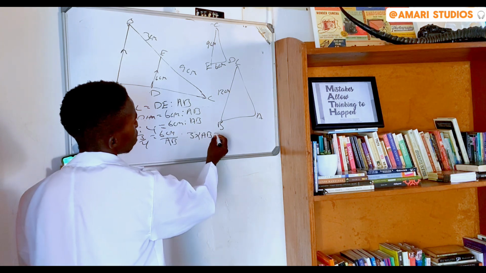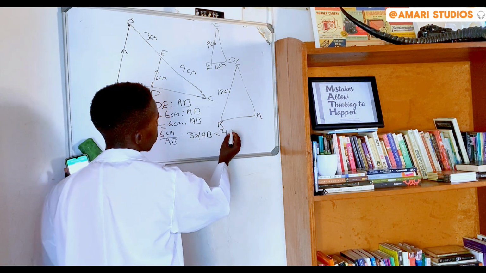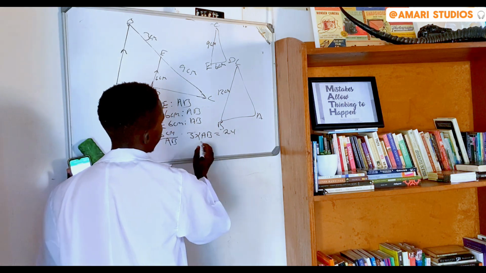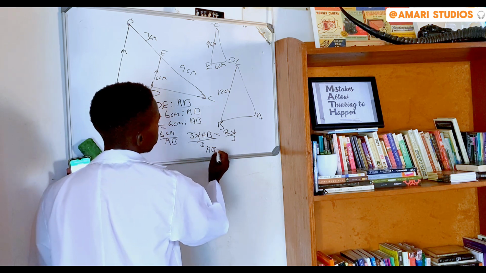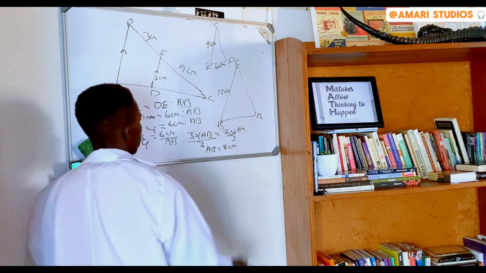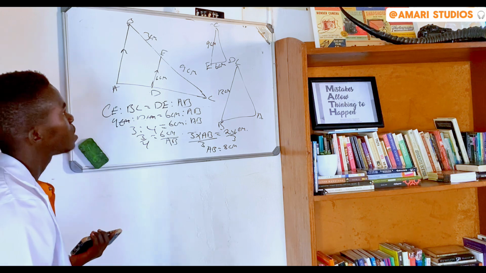3 multiplied by AB is equal to 4 multiplied by 6. 4 multiplied by 6 is actually 24. Then divided by 3, divided by 3, then AB is actually equal to 8 centimeters there. That is our AB. AB is equal to 8 centimeters.